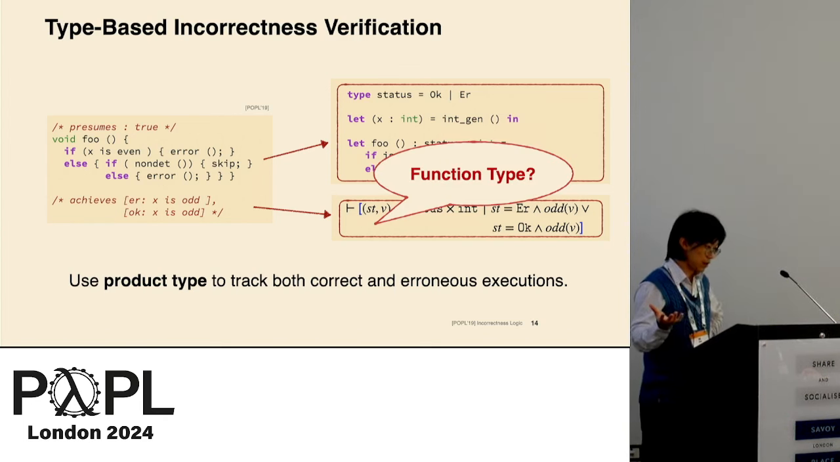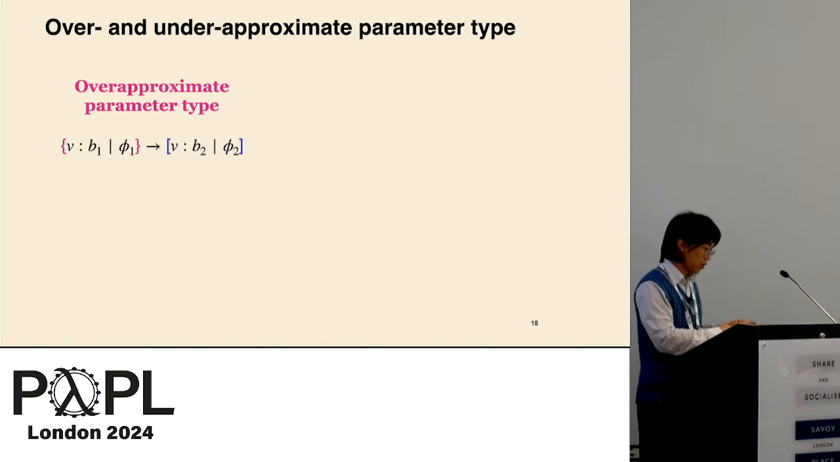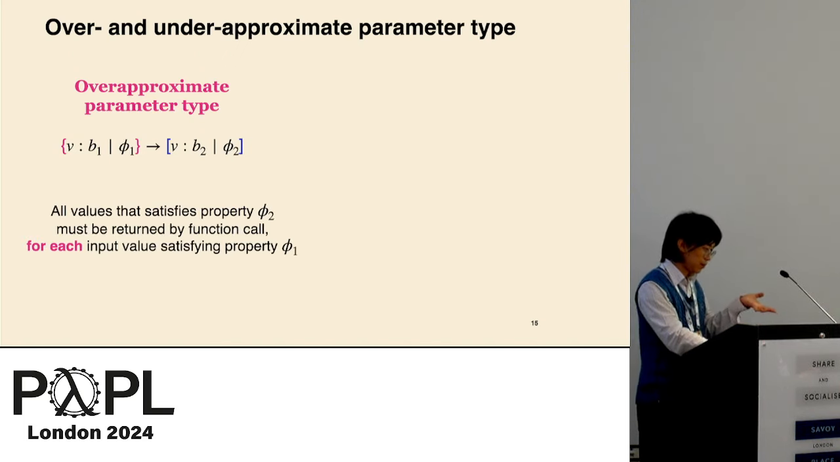And the last part is about the function type. Of course, the type we showed here is the result type of the function. But what's the function type? A function type also has the parameter type. So what is the type of the parameters? Actually, there are two choices. The parameter can be over-approximated, or it can be under-approximated. Here's an example of the over-approximated type. The meaning of this type is that all values satisfying the property phi2 that is in your result type must be returned by the function call for each input value satisfying the property phi1. Here is the for each.